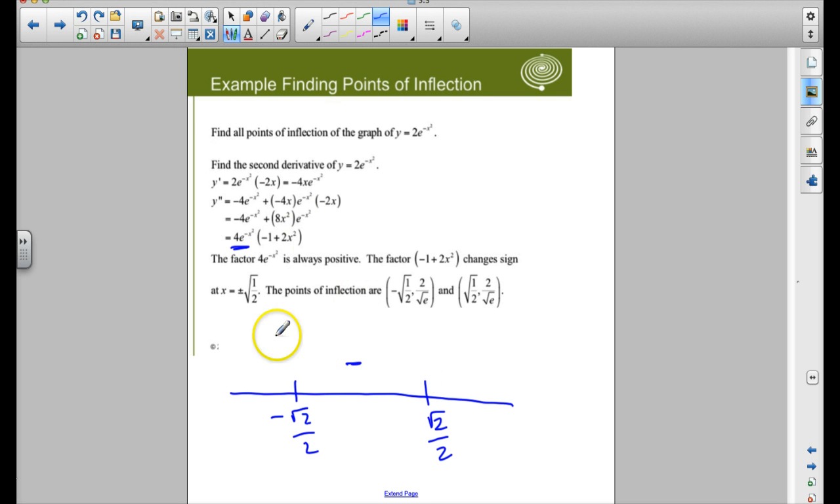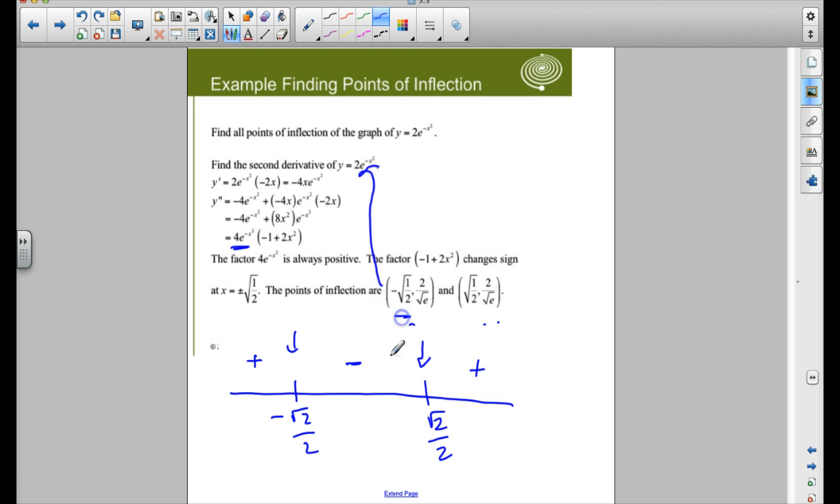Right in here. Now if I plug in negative 2, I'm going to get a positive number here, and plug in 2, I'm going to get a positive number there. Notice this second derivative changes from positive to negative, negative to positive. Therefore, since it changes, this and this are both points of inflection, and we can plug them back into the original equation to get our points.